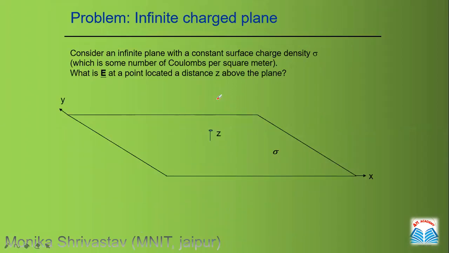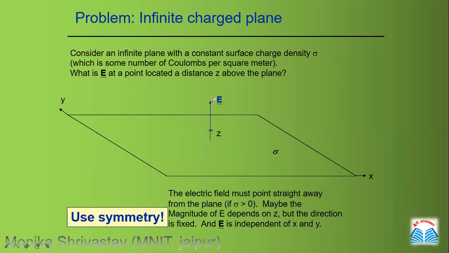The next problem is of an infinite charged plane. There is an infinite charged plane having surface charge density sigma, and we have to calculate the electric field at distance z above the plane. If this is x and this is y, then z will be upward. So this z is above the plane or below the plane. Below the plane will be minus z, above the plane will be plus z. So the electric field will be for sigma greater than 0 or for sigma less than 0.